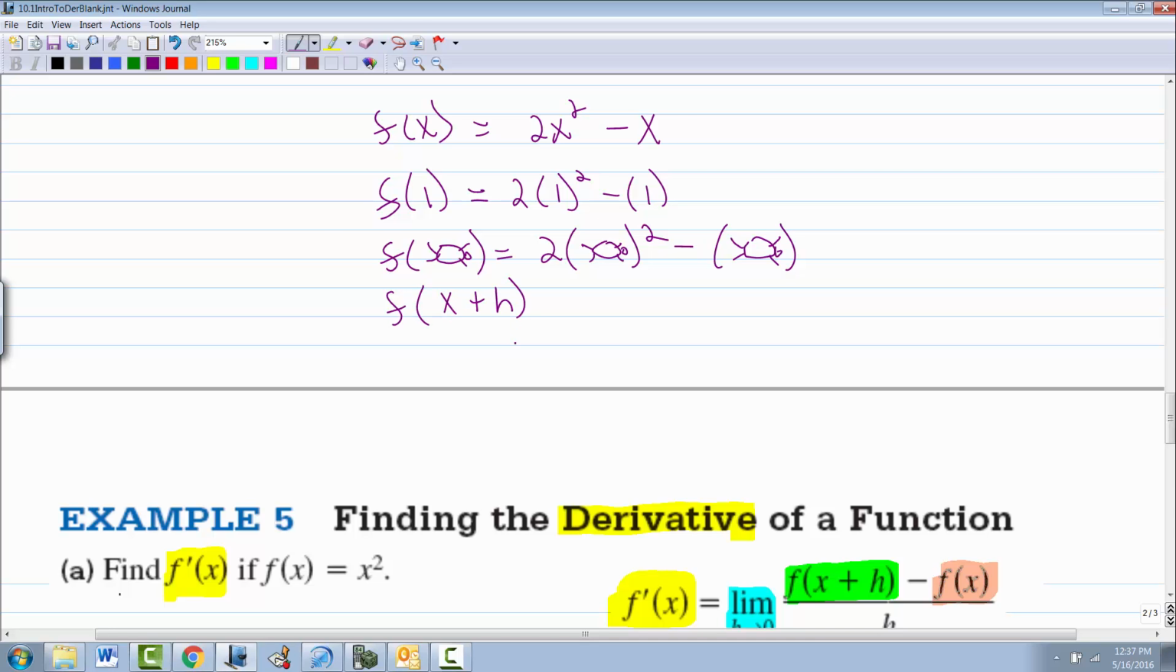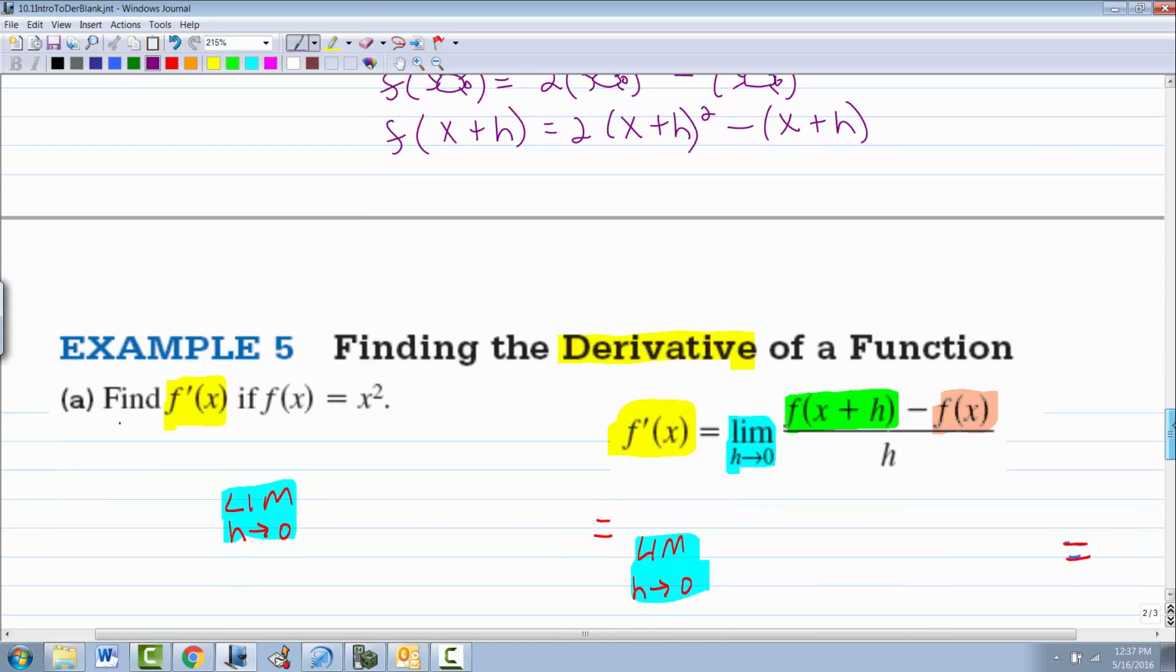What's f of x plus h then? Oh, this is when everything got crazy. Wherever there's an x, say it. So what does this become? 2 times x plus h squared minus x plus h, and then we'd have to distribute a minus sign. That's it. That's all it means. This is what people jack up when they're doing this stuff.